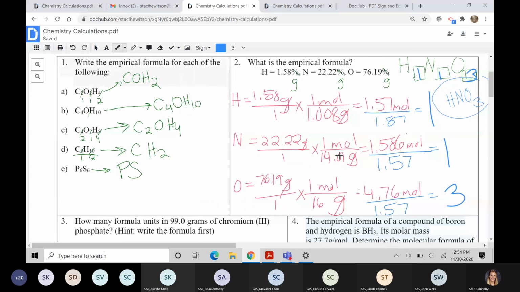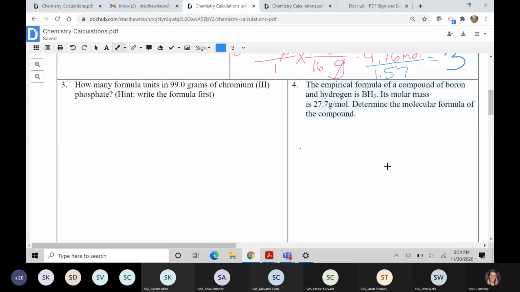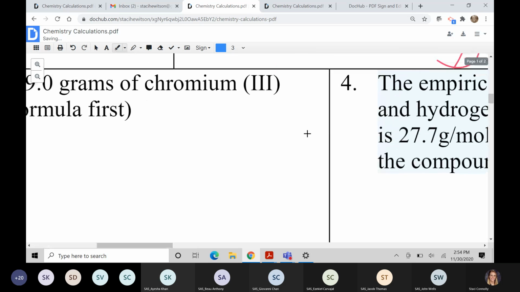Okay, let's do number 3 together. Number 3 says, how many formula units in 99.0 grams of chromium(III) phosphate? It says hint, write the formula first. So if we're going to write the formula first, we need to write chromium(III) phosphate.